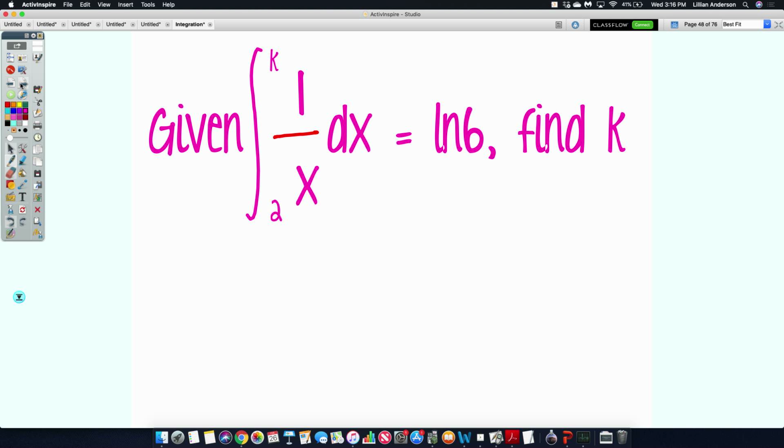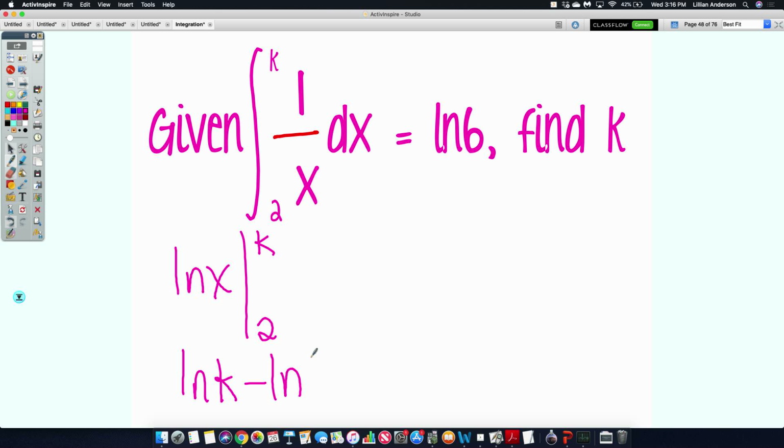What's the antiderivative of 1 over x? ln of x. So if I'm evaluating this from 2 to k, which bound do I plug in first? K. So this becomes the ln of k minus ln of 2, and all of this should equal the ln of 6. Now be very careful. How do I find the value of k? What do I need to do? K over 2. You need to do 6 multiplied by 2.